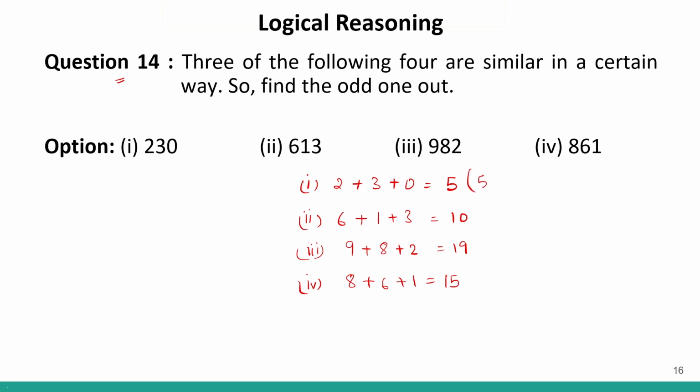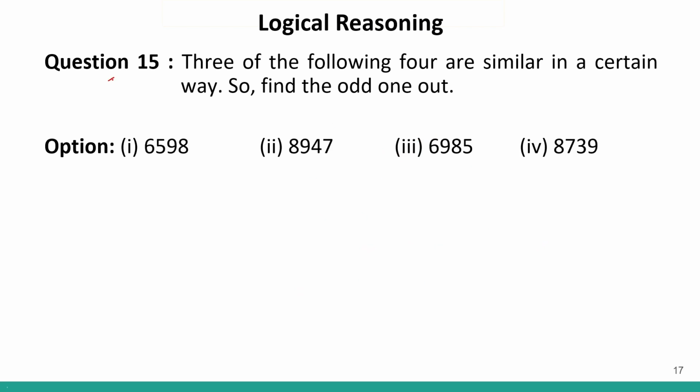So this will be 7 plus 8, which is 15. So this is basically 5 into 1, this is 5 into 2, 10 is equal to 5 into 2, and 15 is 5 into 3. So they are all multiples of 5 except 19. 19 is not a multiple of 5. Therefore, the odd one out will be option number 3, 982. Clear?